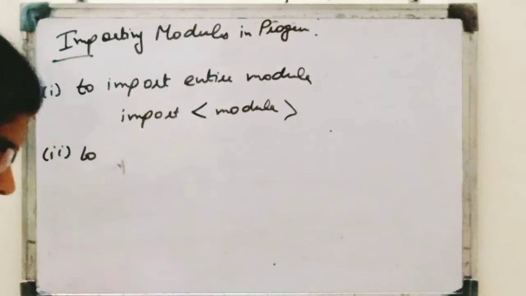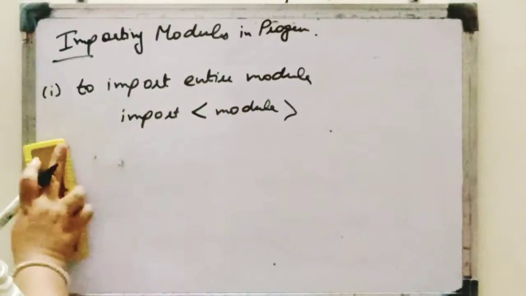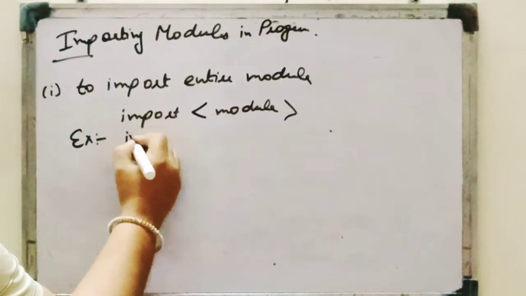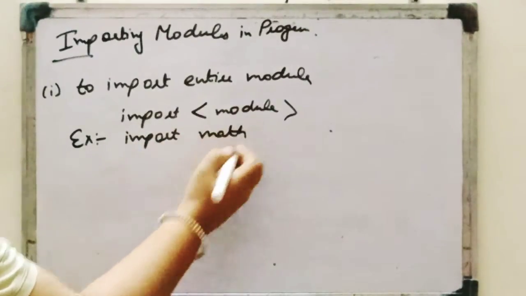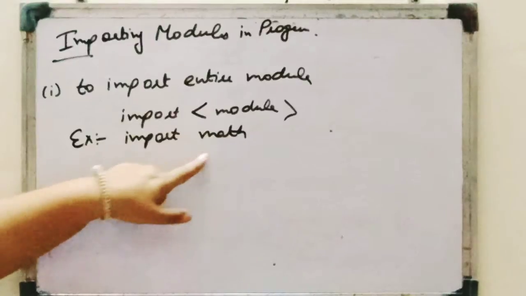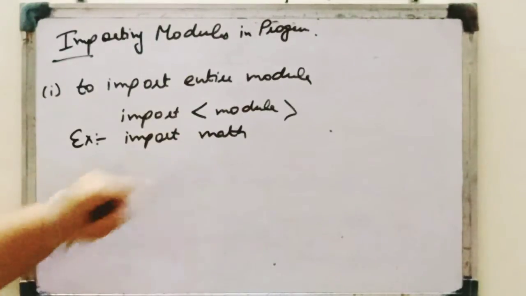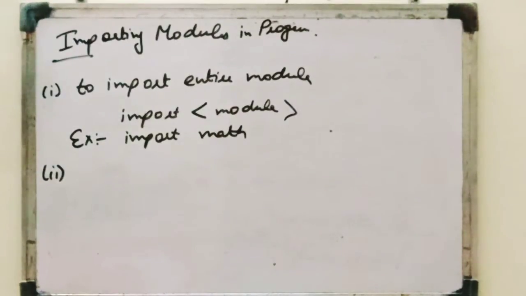Second method is what? Suppose I want to import a math module. Then what do I have to write? I just write the example also. If I want to import math, I write import math. It means every function which is in this module will by default enter into our program if I just write import math.